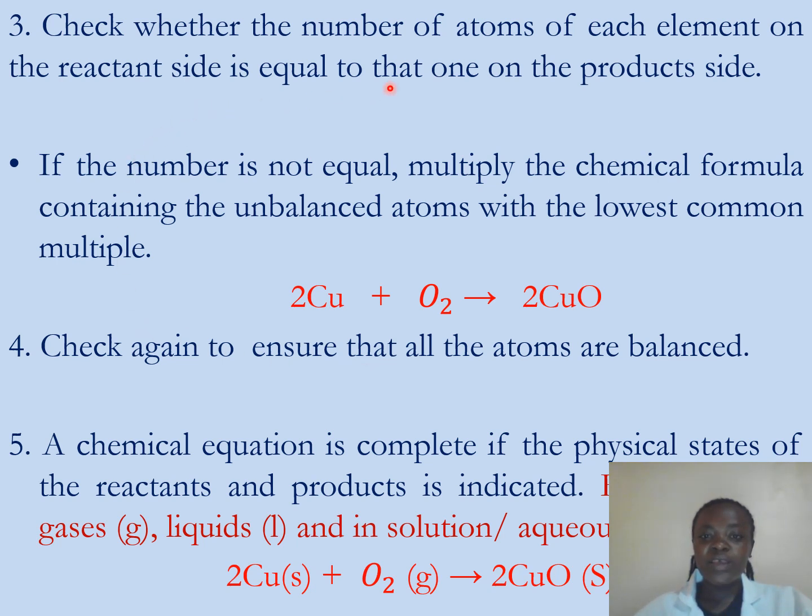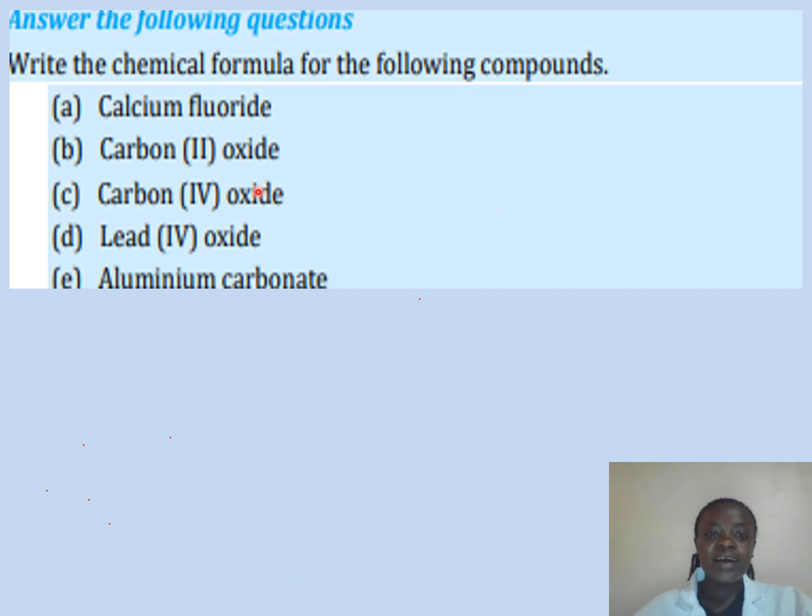So you have to begin with each one of them if you want to learn how to balance a chemical equation. So here we have some 2 questions on what we have learned. For example, we are told here, write the chemical formulae for the following compounds. We have calcium fluoride, carbon 2 oxide, carbon 4 oxide, lead 4 oxide, aluminium carbonate.